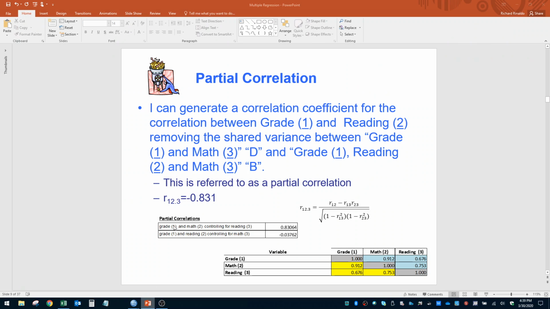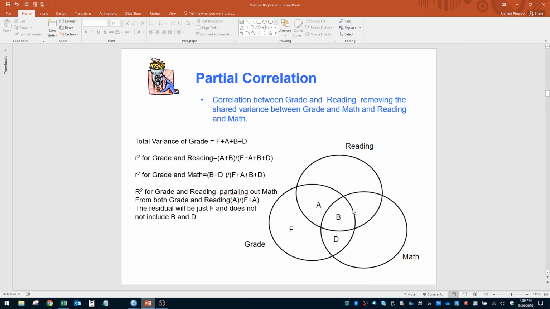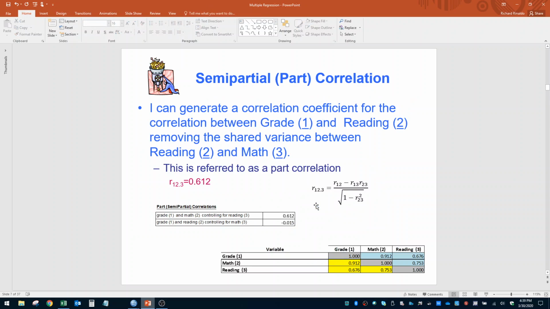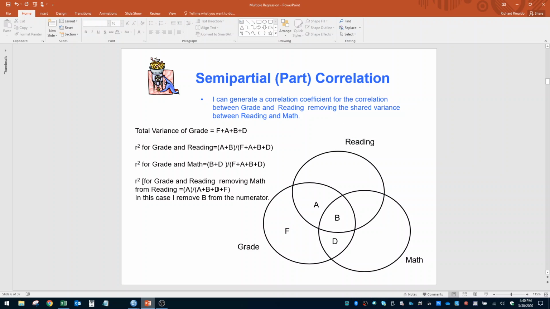And once again, the purpose is to deal with my problem here. What do I do with this B? I want to isolate it out, and I want just that which is shared, which is the reading and grade. The partial correlation has the smaller denominator, right? It's only the F and the A, whereas the semi-partial correlation has the whole total sum of squares, or R's, for grade.